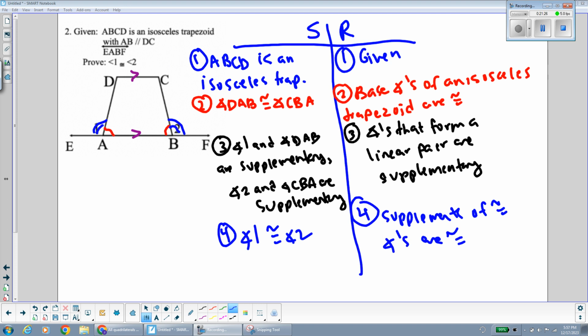So it ended up being a 4-step proof with my givens. In order to use supplements of congruent angles are congruent, you do first need to state that these two angles are supplementary to each other and that these two angles are supplementary to each other. So that is in my proof in step number 3. And then I can say angle 1 is congruent to angle 2 because they are supplementary to congruent angles, so they have to be congruent. Once again, for short, that is supplements of congruent angles are congruent.